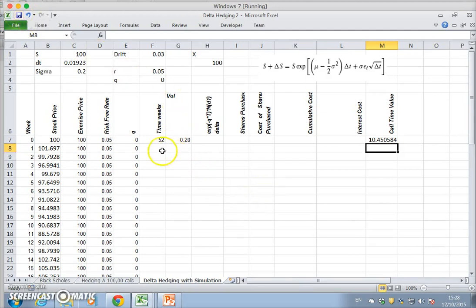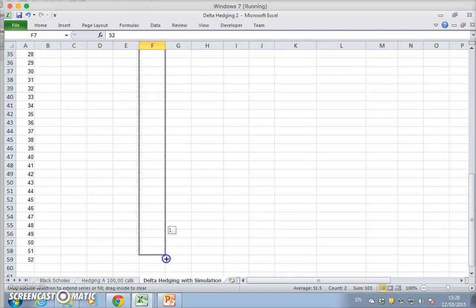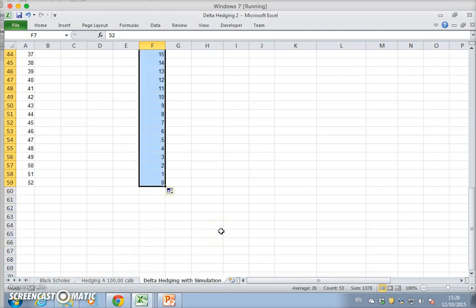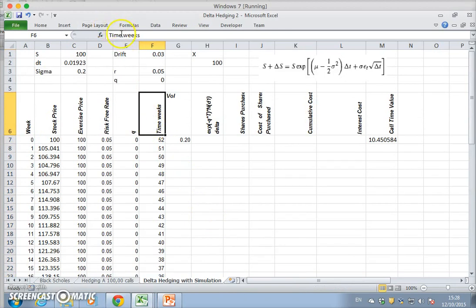Now, 1 week passes, and then we're down to 51 weeks, and then another week passes, and we go all the way to time period 0. Okay, so 52 weeks passes, no more time left. So the time remaining is falling all the time as we go through this.